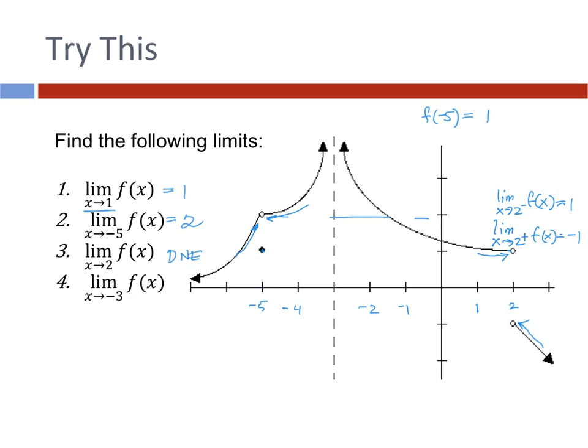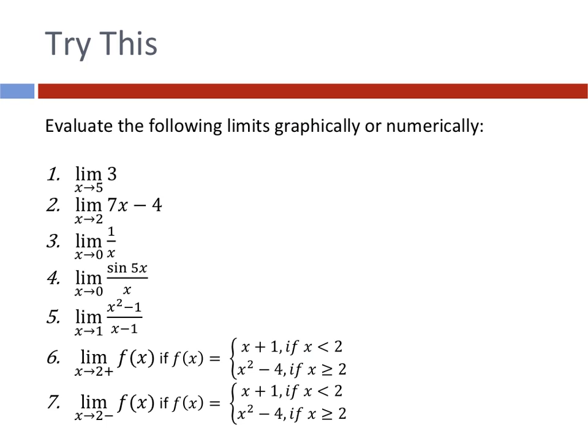All right, and finally on the fourth problem, we're looking at negative 3. So we look at this portion of the graph right here. And from the left side, it's approaching positive infinity. And from the right side, it's approaching positive infinity. So the answer here is positive infinity. All right, let's look at these try this problems. And I'm going to go through them one at a time on the following slides.